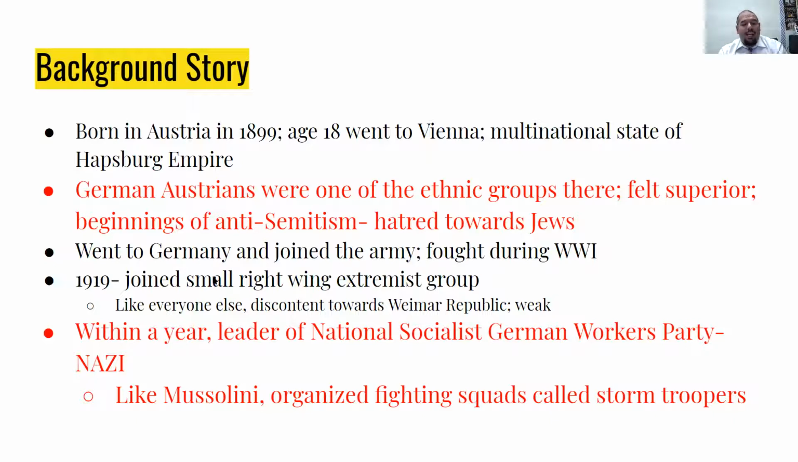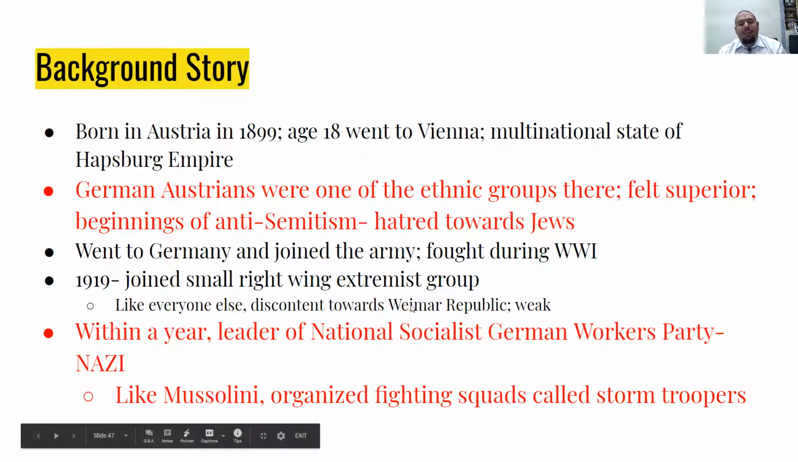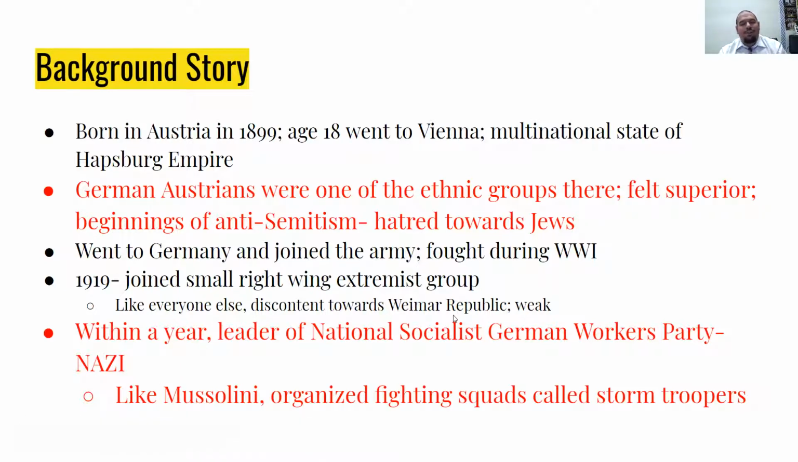In 1919, he joined a small right extremist group. Like everyone else, there was discontent towards the Weimar Republic, and Adolf thought it to be weak. Within a year, Hitler is going to rise to become the leader of the National Socialist German Workers' Party, and it translates to Nazi. And so, like Mussolini, he will organize fighting squads called stormtroopers.